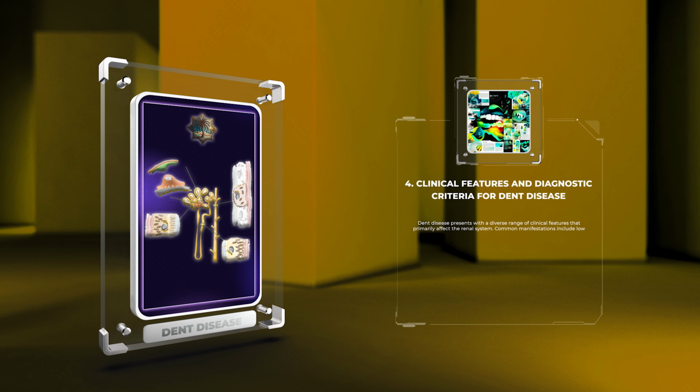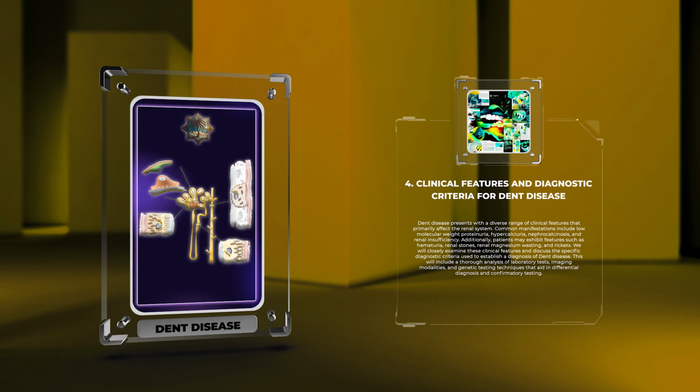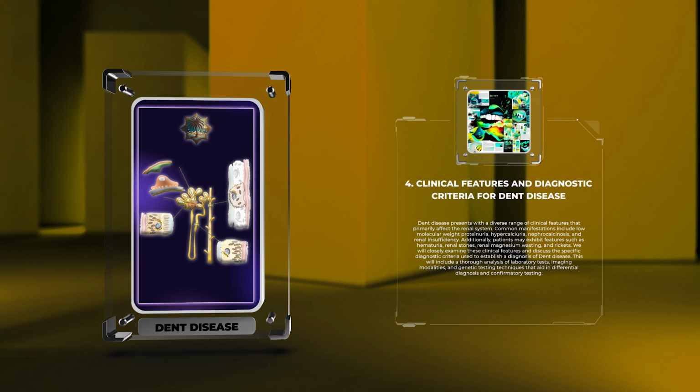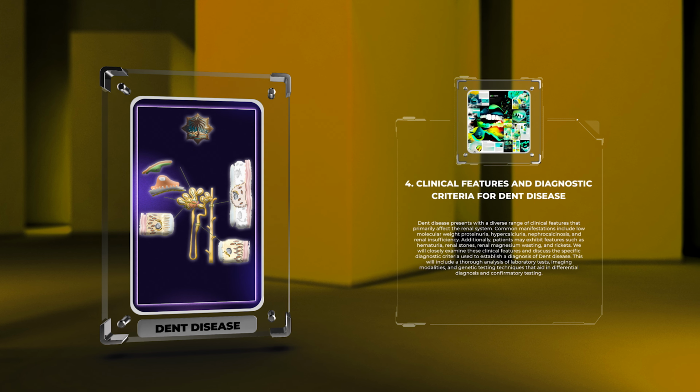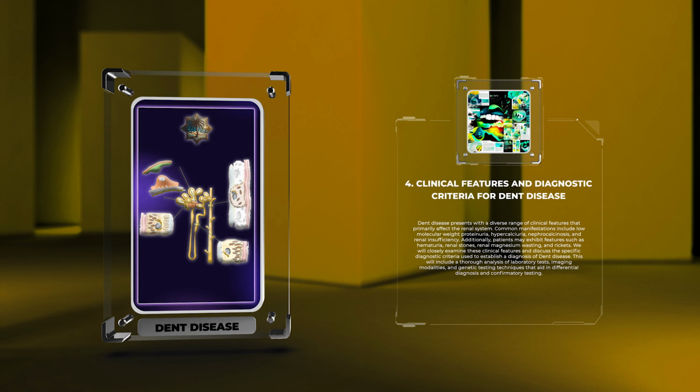Dent disease presents with a diverse range of clinical features that primarily affect the renal system. Common manifestations include low molecular weight proteinuria, hypercalciuria, nephrocalcinosis, and renal insufficiency. Additionally, patients may exhibit features such as hematuria, renal stones, renal magnesium wasting, and rickets.